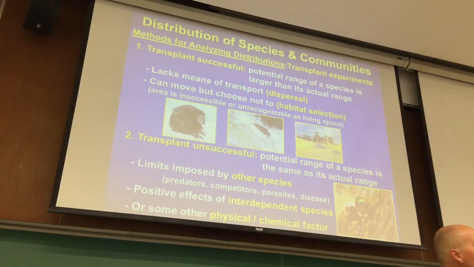So maybe there's a disease over there that's not over there. Maybe there's another bird that's already on the ground over there, taking up all the occupied habitat. There's no room for them to competitively succeed. So that's a reason why it might fail.